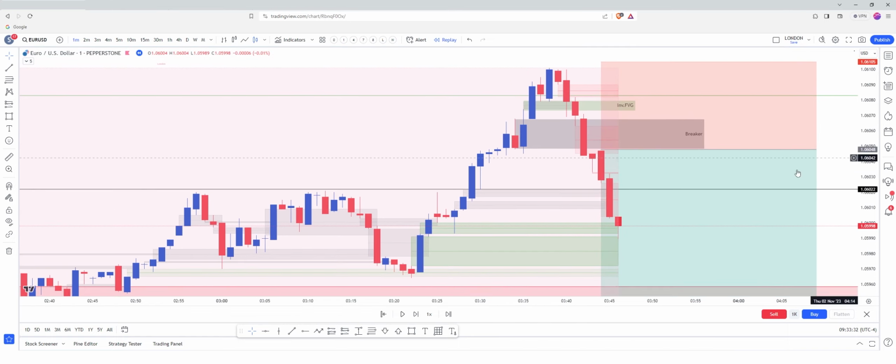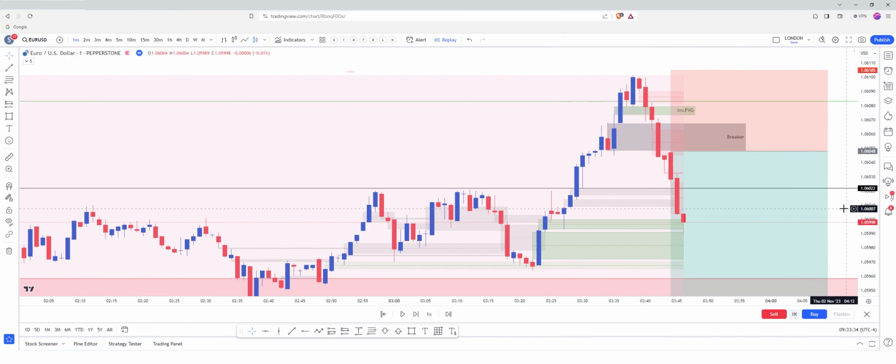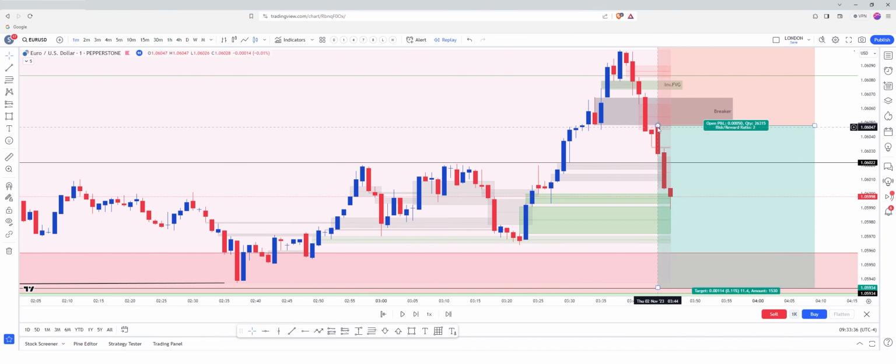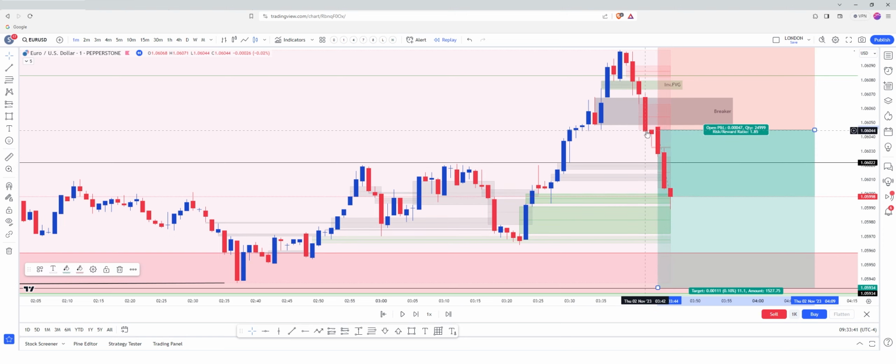Price is now accelerating away at the open of the new 15-minute candle. So that would have been a really, really nice zero drawdown entry if we'd have taken the entry from the fair value gap beneath the breaker as opposed to holding out for the breaker block tap.